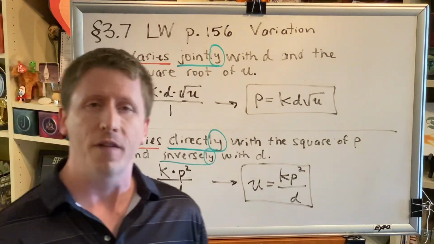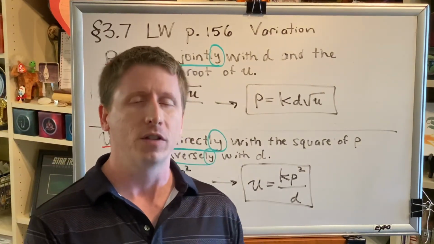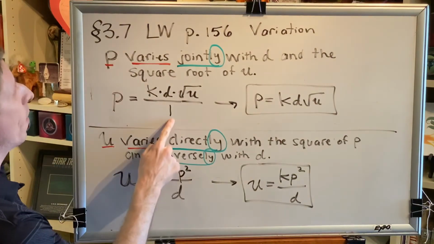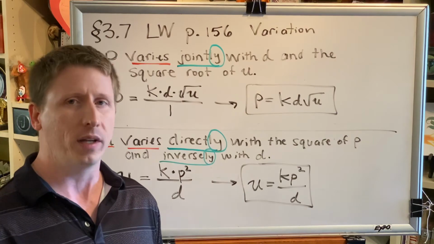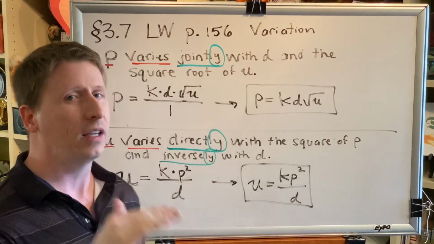And then the only one left is inversely. Inversely means that's going to go down in the denominator. It's the only one that goes down in the denominator. So directly, jointly, up, inversely, down.